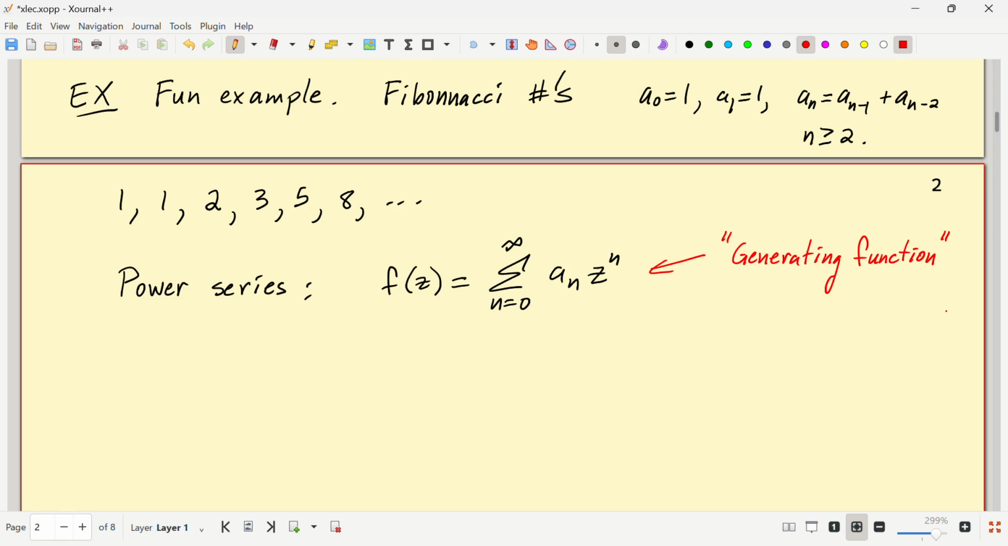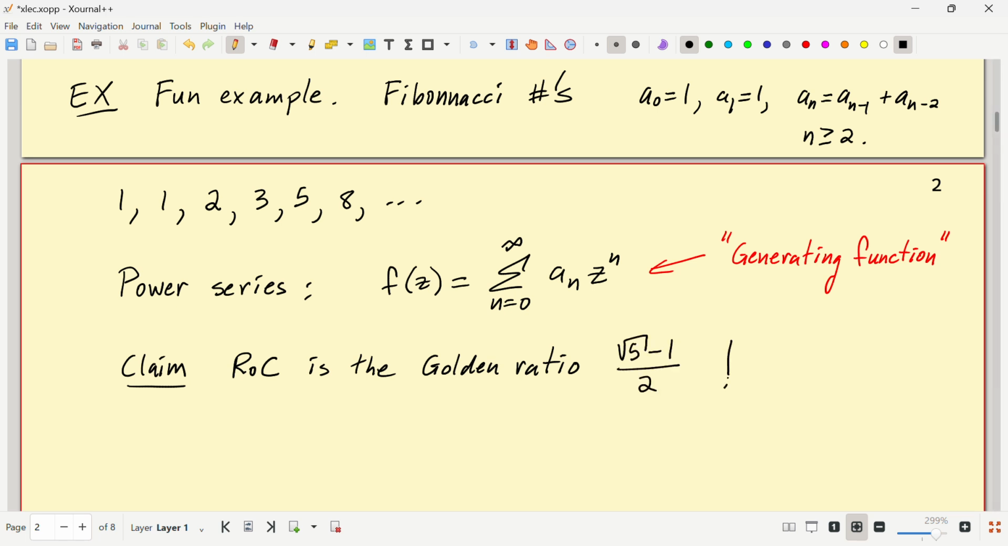In a minute, I'm going to show you that the radius of convergence for this thing is the golden ratio. Radius of convergence is the famous golden ratio. What is it going to be? It's going to be (square root of 5 minus 1) over 2. Not factorial, but exclamation point. I'll do that in a second.